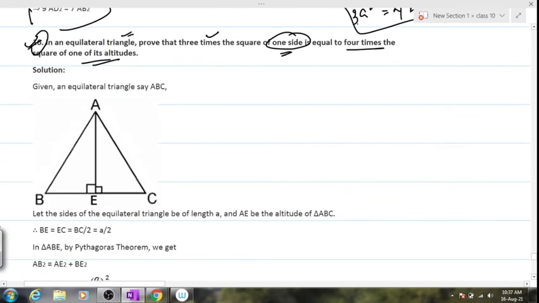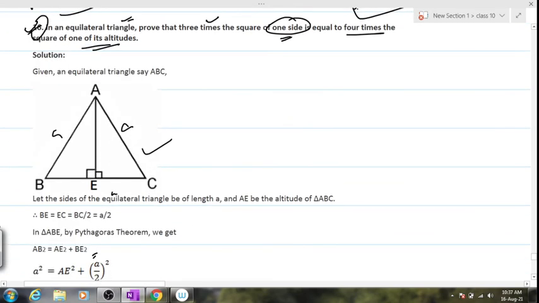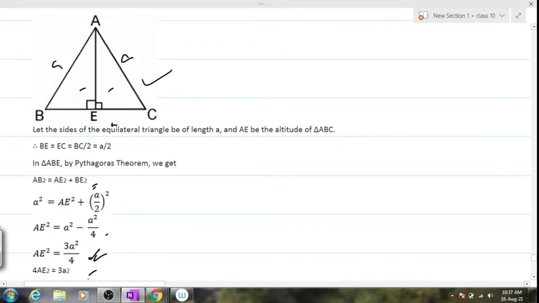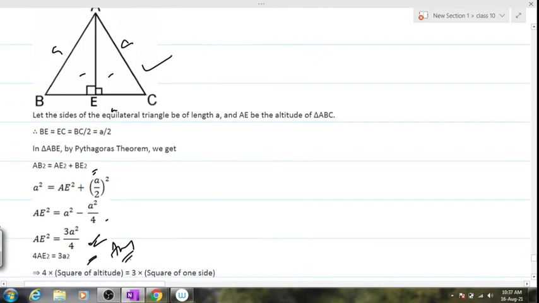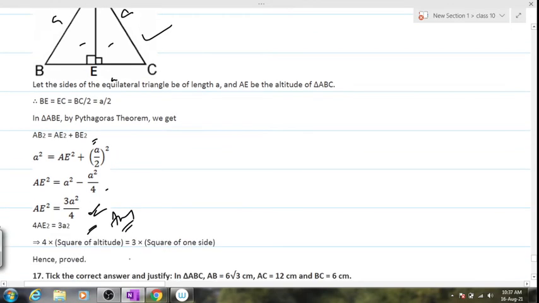Okay, then on the screen, everyone, this will be our triangle AAA. Apply Pythagoras theorem in any of these triangles. You have the answer. Any of these triangles, you'll have the answer. Apply Pythagoras theorem to find the altitude.